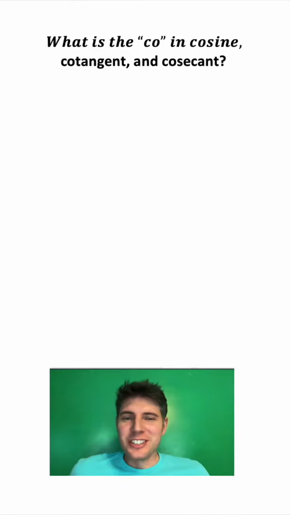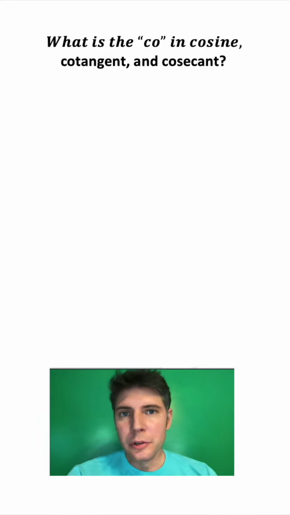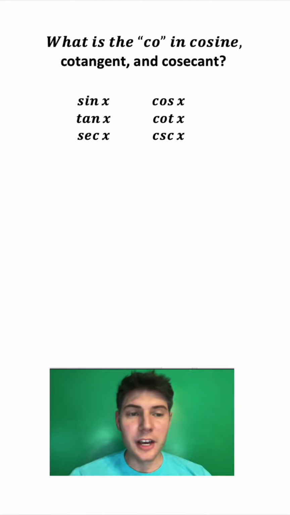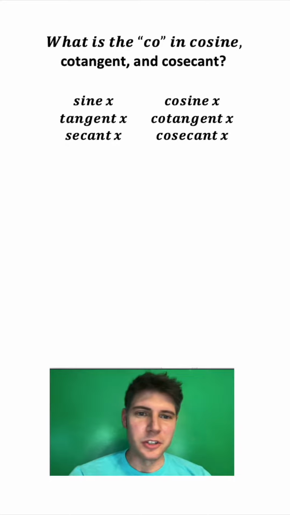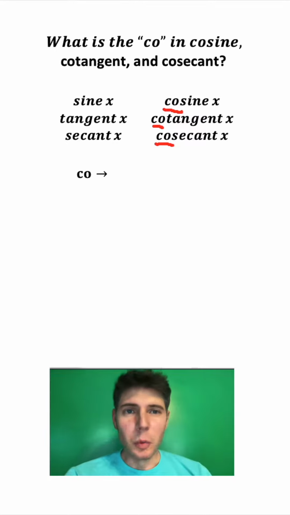So I've gotten this question several times in different forms, but the whole idea is: what is the "co" in cosine, cotangent, and cosecant? When we're doing trigonometry, we have sine, tangent, and secant, and then we also have cosine, cotangent, and cosecant. And if we write out the words sine, tangent, secant, and the words cosine, cotangent, cosecant, we can see that each of these is the exact same word, but just with a "co" thrown in front. So what does the co mean?